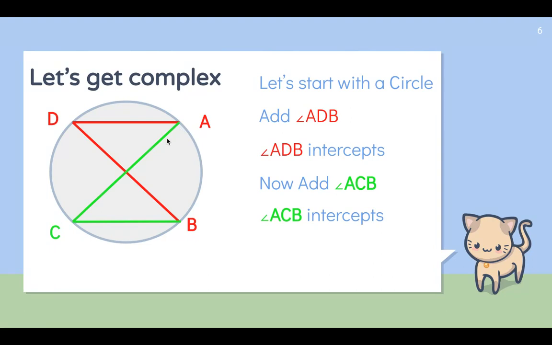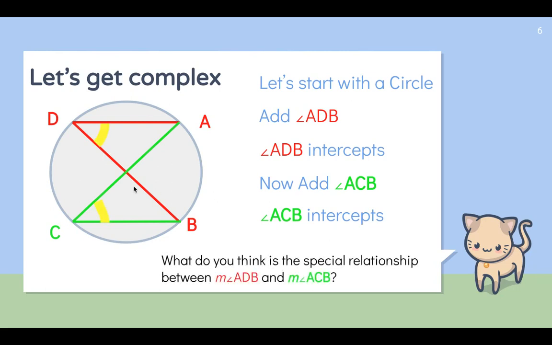Now we're going to add angle ACB. And notice that angle ACB also intercepts this same arc AB. What do you think is the special relationship that's created right here with angle ADB and angle ACB? What do you think about those two angles? They intercept the exact same arc AB.